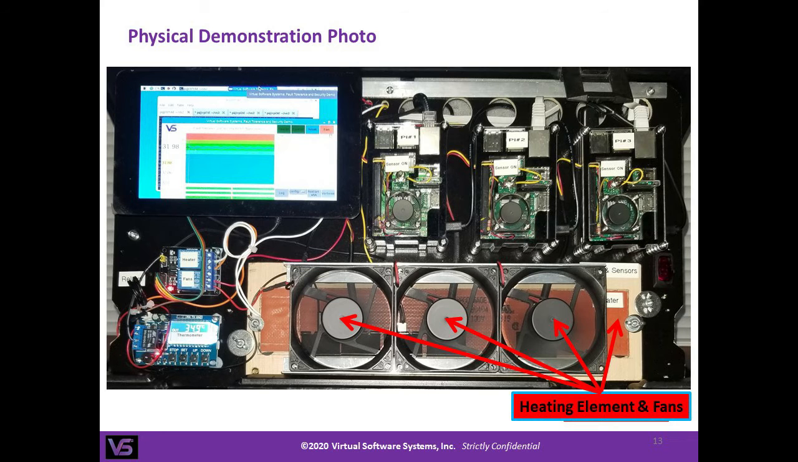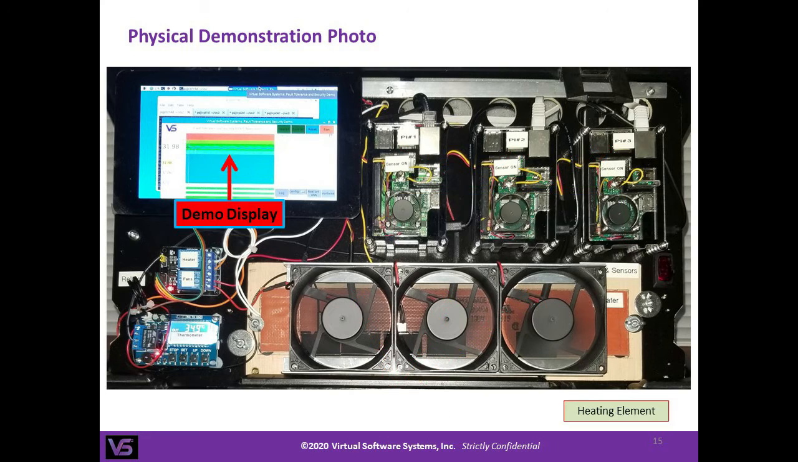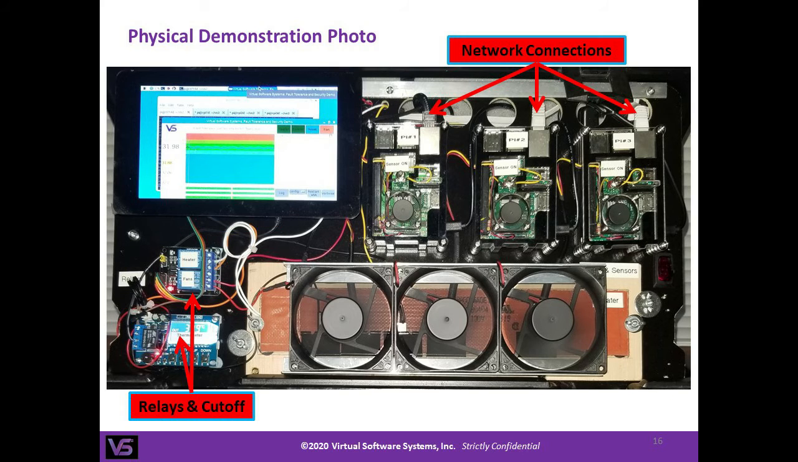The primary demo components include a heating element with temperature-regulating fans that represents the process or device being controlled or monitored, three independent process controllers, each consisting of a connected temperature sensor and a Raspberry Pi control processor running its respective X-Ray application replica, a small interactive screen that provides demo process control input and displays individual and average controller temperatures, network connections, power control relays, and an automatic emergency cutoff.